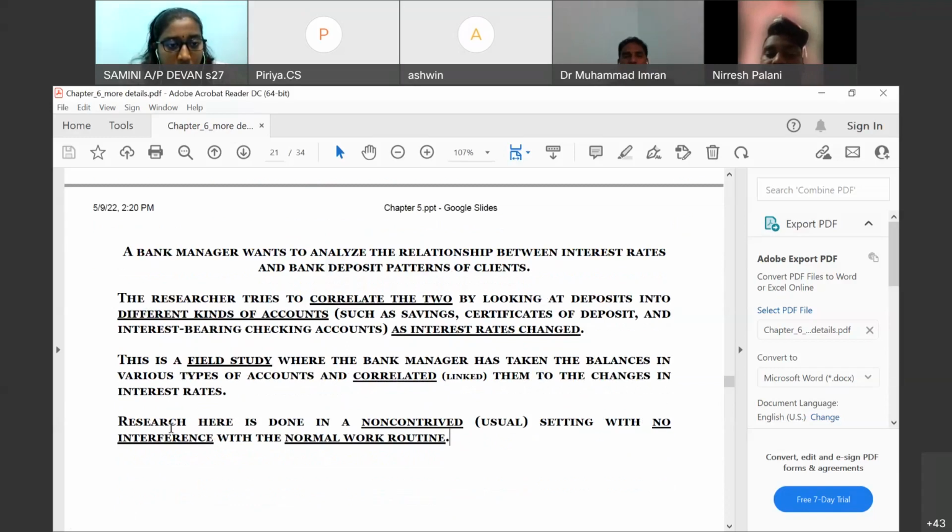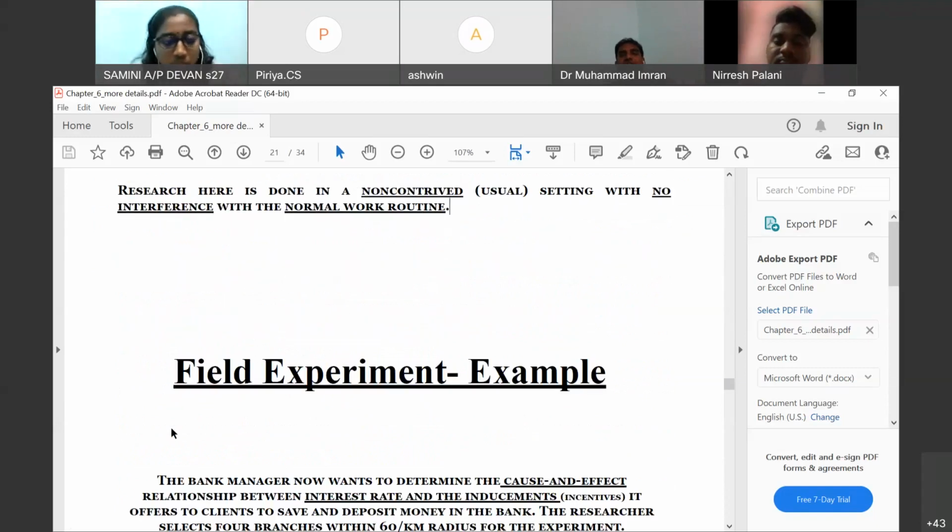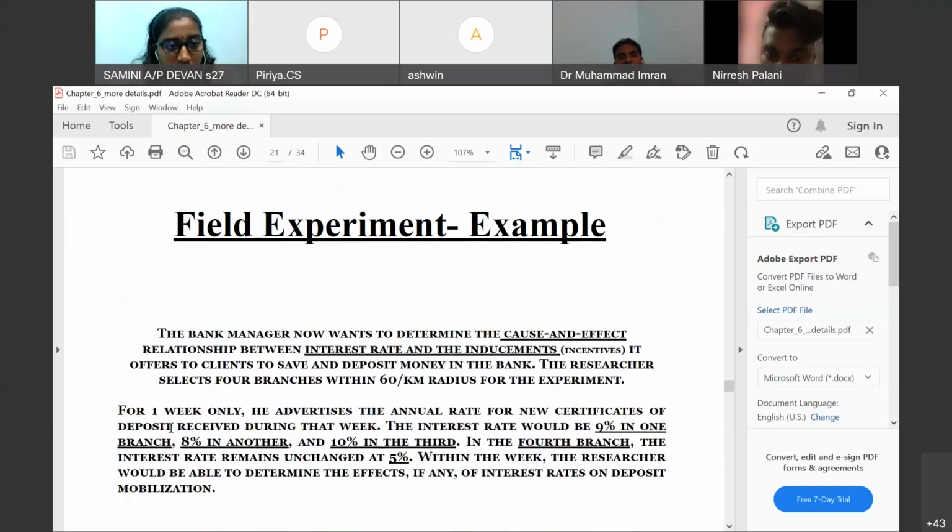Simple, distribute the questions, or get the experience, just get the simple and related information. And the field experiment, the second one. Pelani, please read this one.